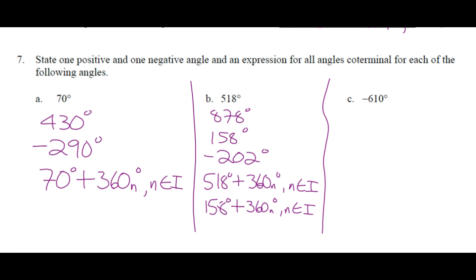That's the principal angle. Negative 610. Let's just add 720. What does that give us? Positive 110? Yeah. And let's just add 360. It would be like adding 40 and then adding 400 and then subtracting 4. What's negative 610 plus 360? Negative 250.